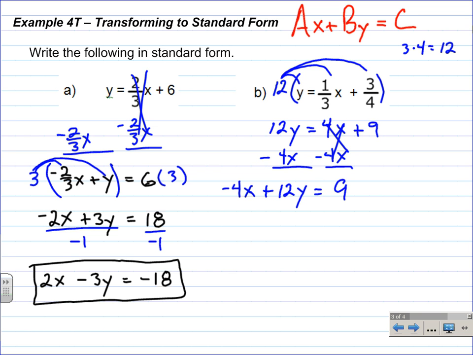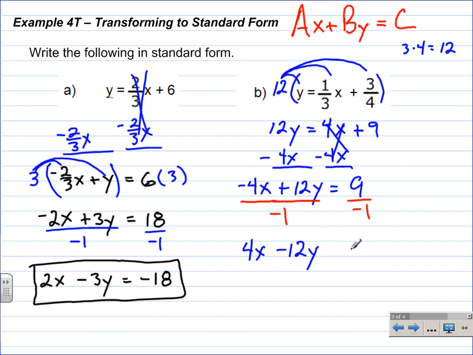As we saw in the last example, the coefficient of the x term is negative, so we need to make it positive. And we'll do that by dividing both sides by negative 1. When we divide the left by negative 1, it changes the signs of both of these terms. So the negative 4x becomes a positive 4x. The plus 12y becomes negative 12y, or minus 12y. And the positive 9 on the right becomes a negative 9. And there we have our equation in standard form.